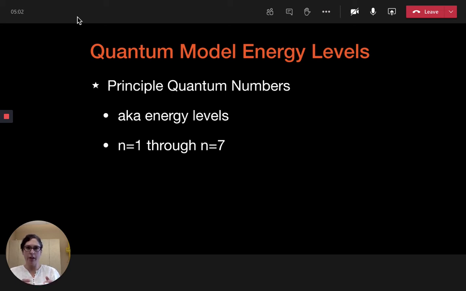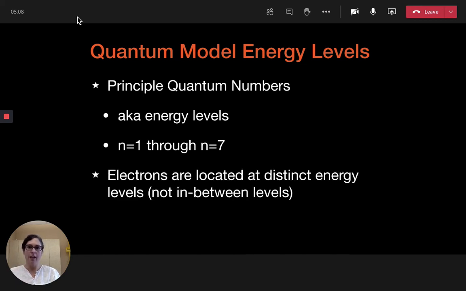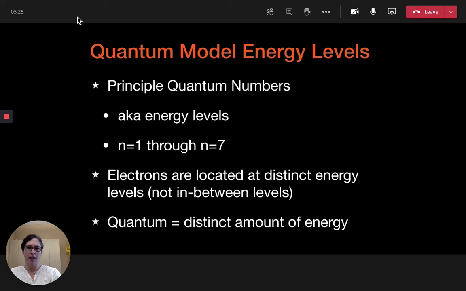If we look at the periodic table, there are actually 7 rows, and they coordinate with those 7 energy levels. Electrons are located at distinct energy levels. They're not located in between levels, so we'll see them at those certain levels. The amount of energy that we would need for that is called a quantum, or a quanta of energy, and it's a distinct amount of energy.